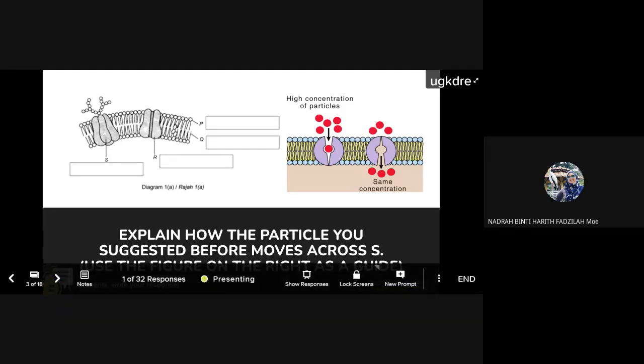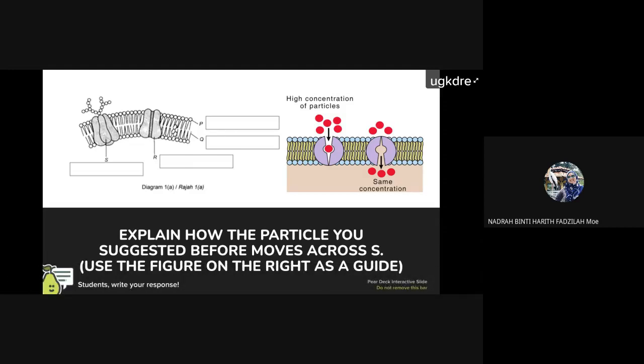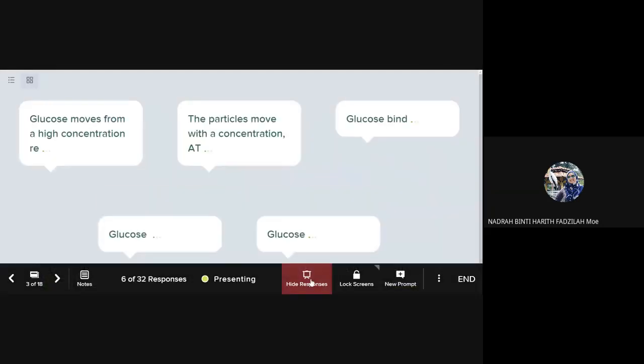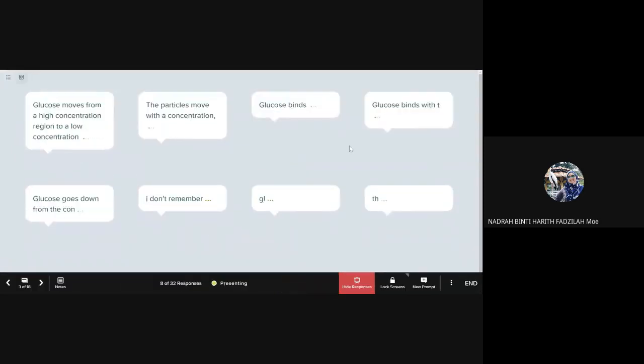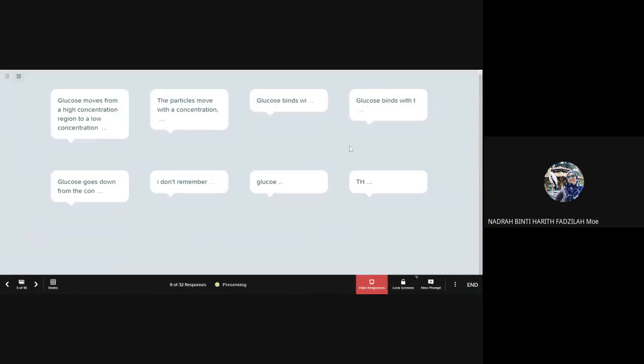The mark for this question is 3. Okay, markah untuk soalan ni adalah 3. Gunakan gambar pada sebelah kanan yang saya berikan tu sebagai panduan. Tulis-tulis tak apa. You write whatever you remember, the step by step process. Lepas ni bila saya tengok, saya akan bantu untuk tambahkan lagi, kemaskinikan lagi cara kamu tulis.